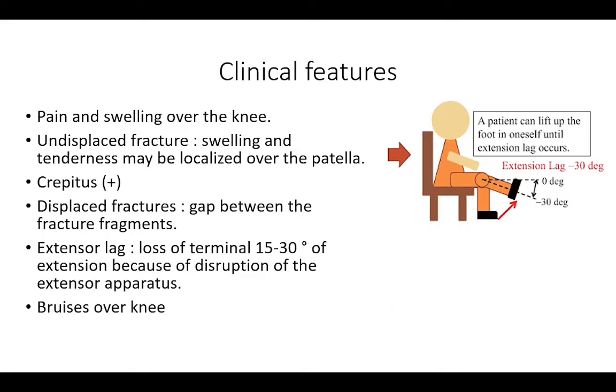Clinical features remain the same. There will be pain and swelling over the knee. In case of an undisplaced fracture, there may be swelling and tenderness which is localized only over the patella. Crepitus can be felt on examination, and in case of displaced fracture, a gap between the fracture fragments may also be seen. An important examination finding is that of an extensor lag. An extensor lag is the loss of the terminal 15 to 30 degrees of the extension due to disruption of the extensor apparatus. There may also be bruising around the knee.